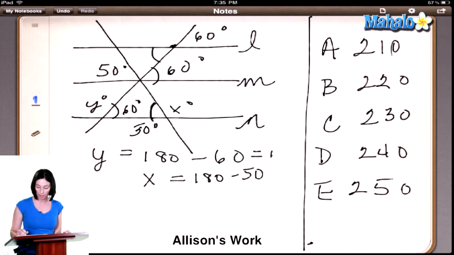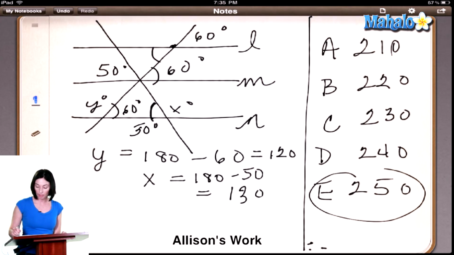And what are we trying to find out? Let's not forget what the problem asked. What is the value of x plus y? So we need to find out what. So y is then equal to what? 180 minus 60 is 120. X is equal to 180 minus 50, which is what? 130. And so then what will x plus y be? 250. Yeah, we just add them together: 120 plus 130. So it's E.